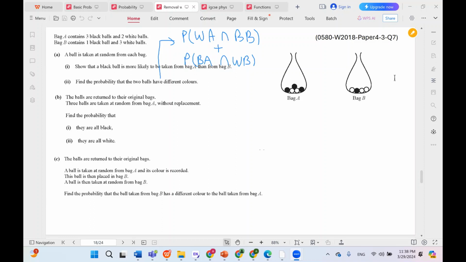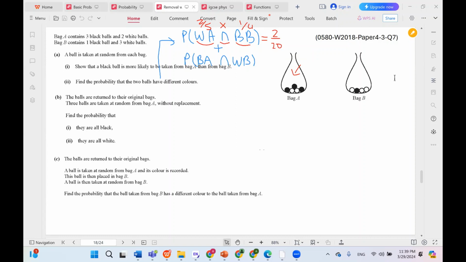So what's the probability that we get white in A? Let's evaluate one of them, each one at a time. So probability that we get white in A is equal to 2 over 5, because we have here 2 white balls and a total of 5. And the probability to get black in B is 1 over 4. And this sign and means that we multiply them together. So we get 2 over 20 as a final outcome.